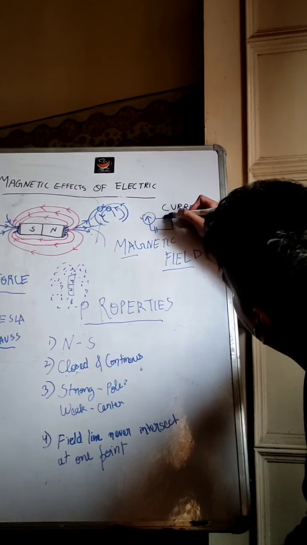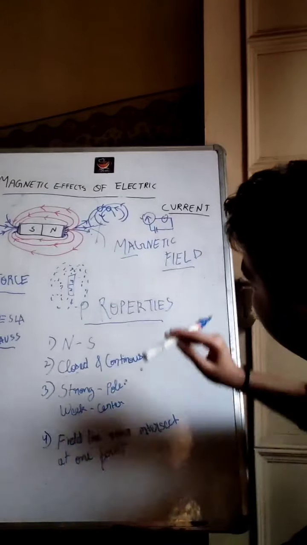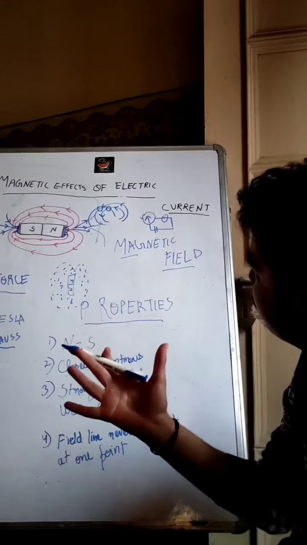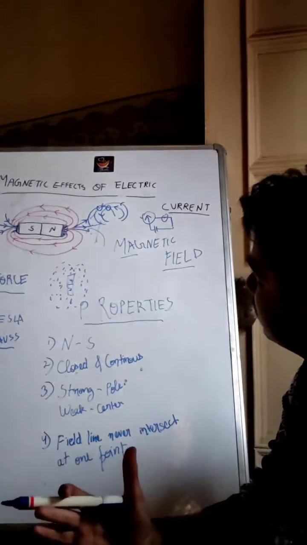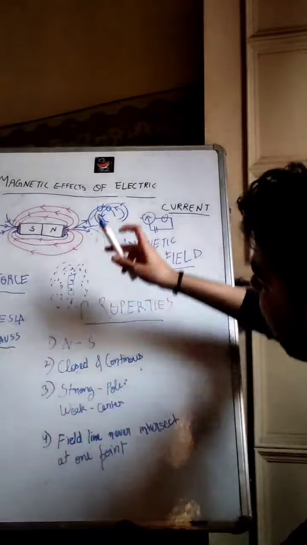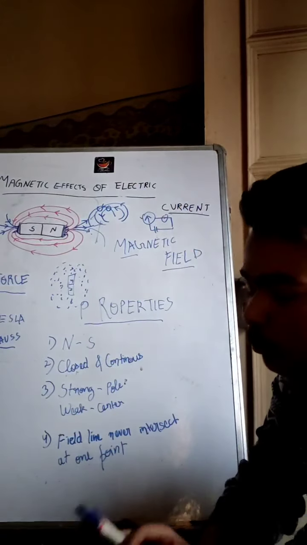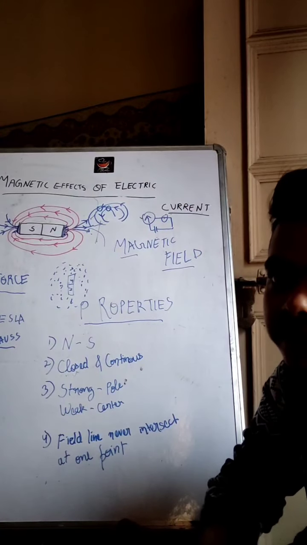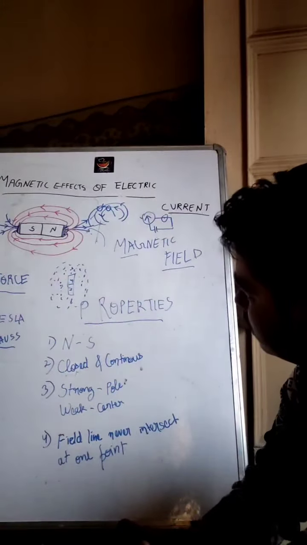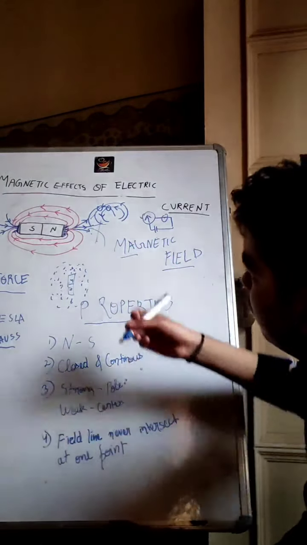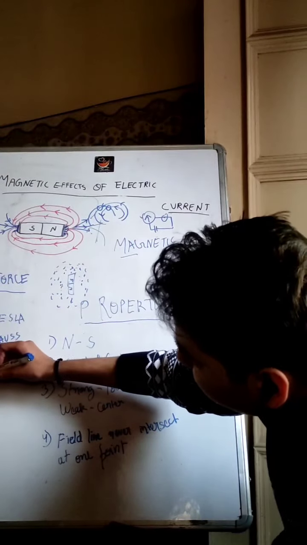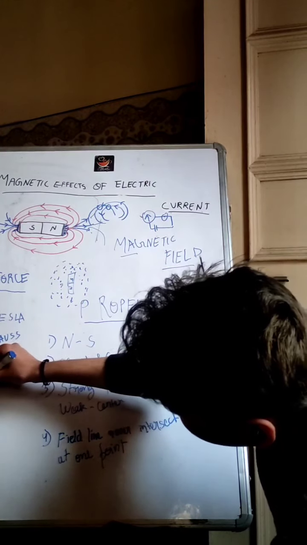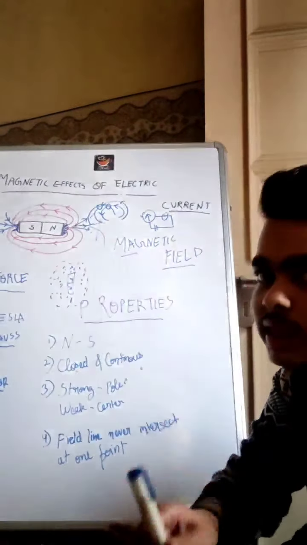You all might have seen this experiment in which we pass electric current through a circuit and we use a magnetic compass needle to see the direction of the magnetic field. If two field lines intersect at one point, that would mean there are two directions of magnetic field, which is not possible. Now, please note that the magnetic field is a vector quantity, which means it has direction as well as magnitude.